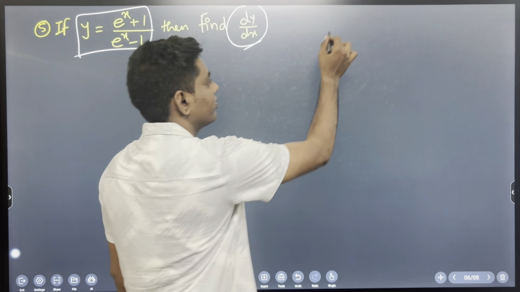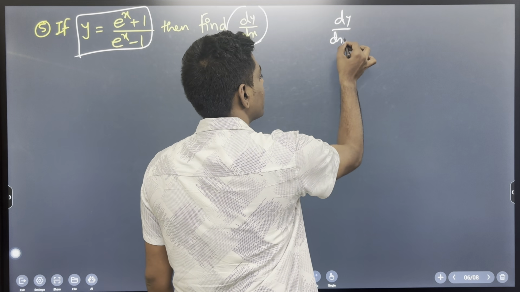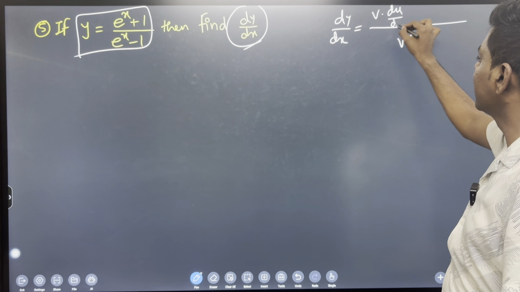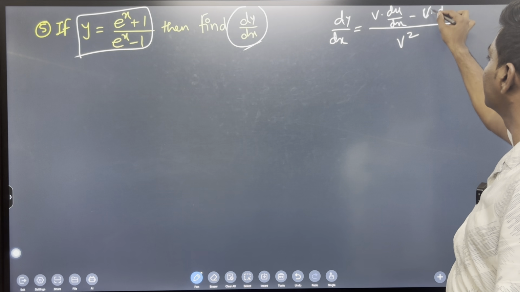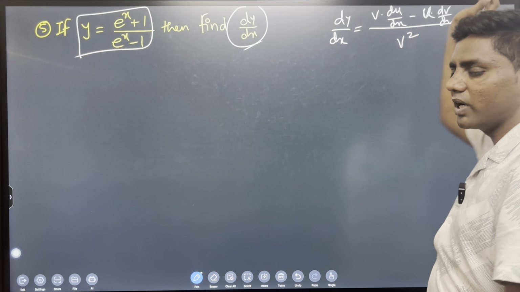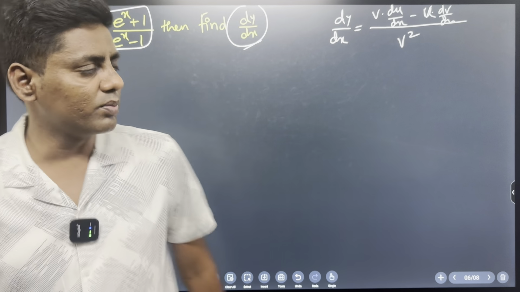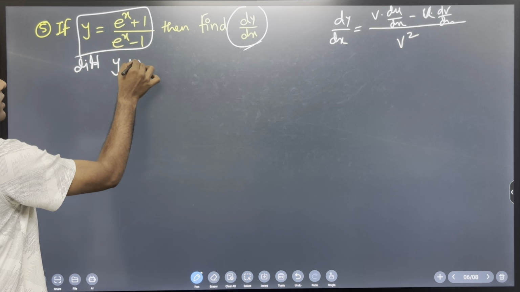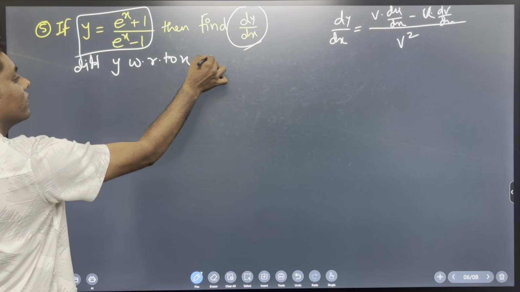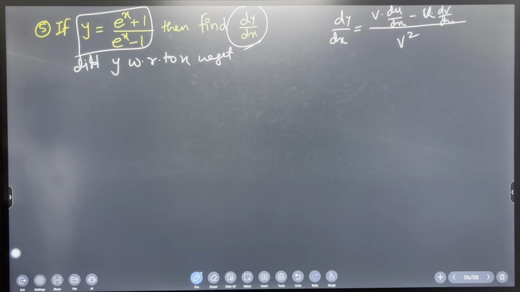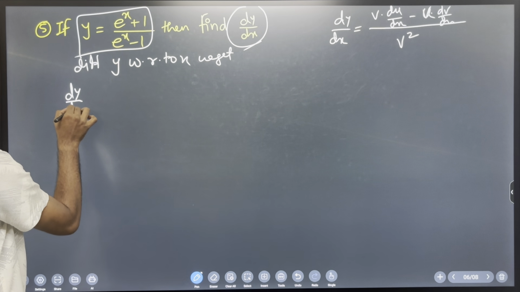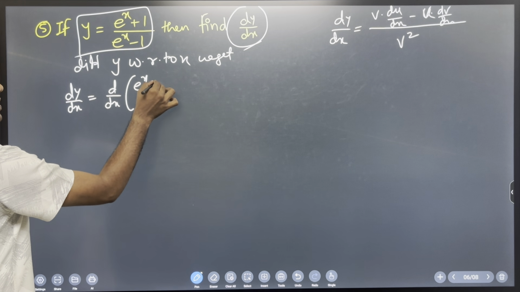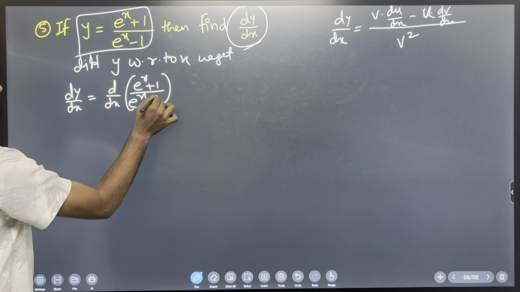What is the formula of the division property of derivative? Remember the formula: dy by dx is equal to v into du by dx minus u into dv by dx, all over v square. By using the division property of derivative, we solve the example. Let's start. Differentiating y with respect to x, we apply d by dx on both sides. dy by dx equal to d by dx of e raised to x plus 1 divided by e raised to x minus 1.